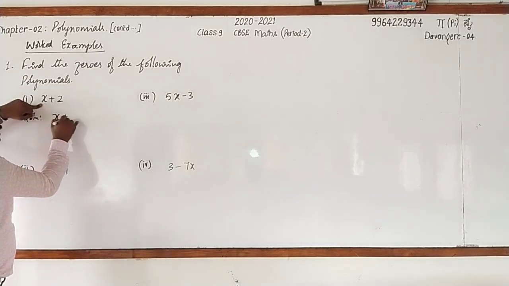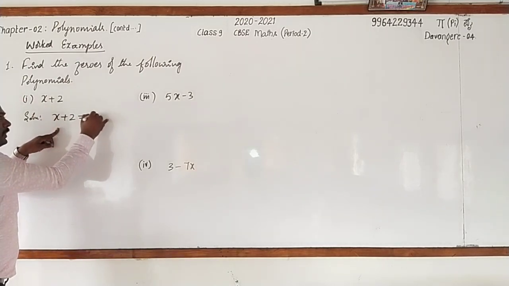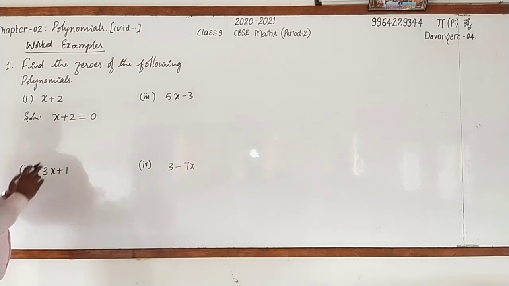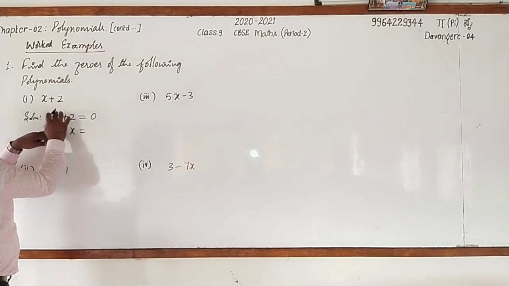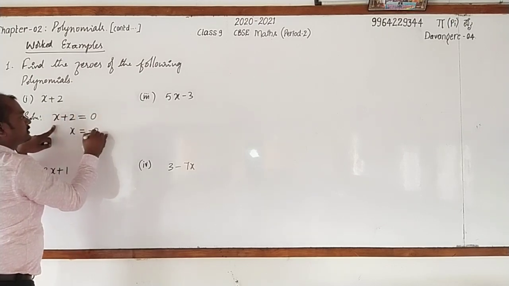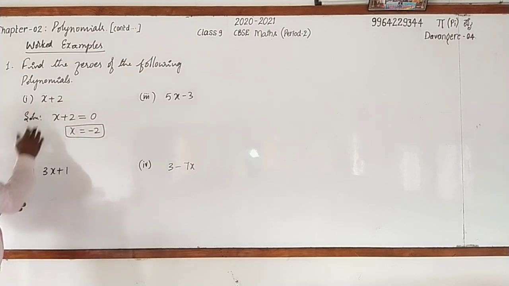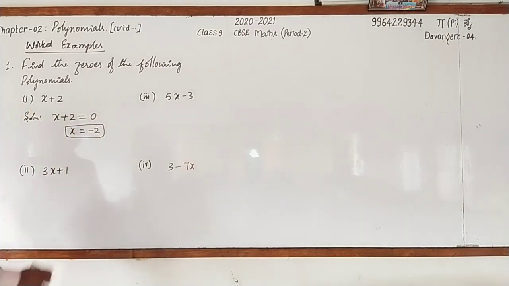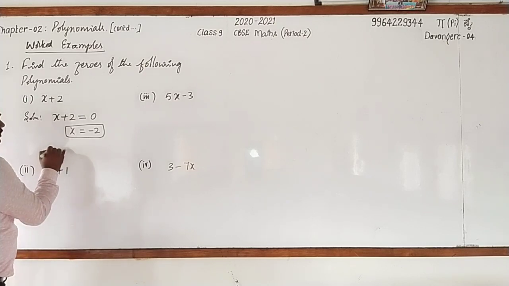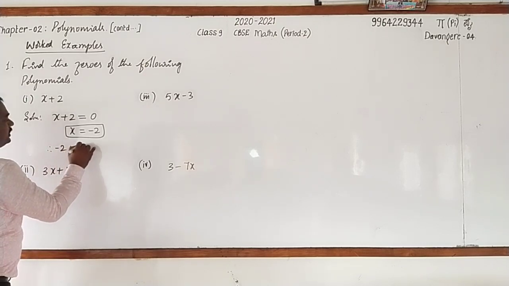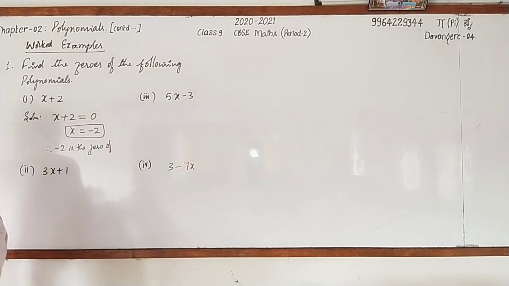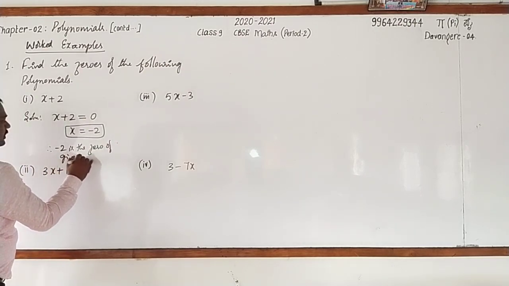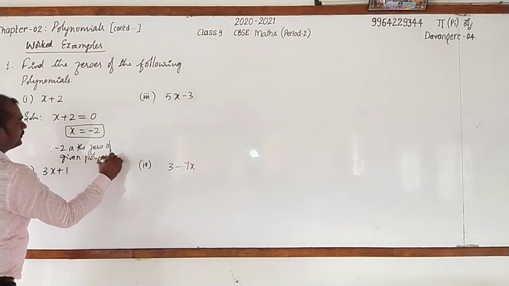Hence, the given polynomial should be equated to 0. Then solve. What is the variable involved? It is x. Solve it. x equals, transferring plus 2 to the right hand side, minus 2. Therefore, minus 2 is called the 0 of the polynomial. Got it? Therefore, minus 2 is the 0 of the given polynomial.